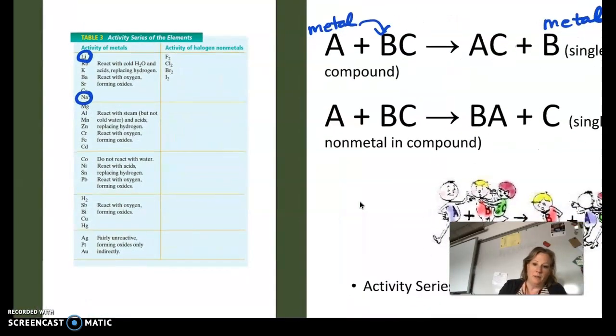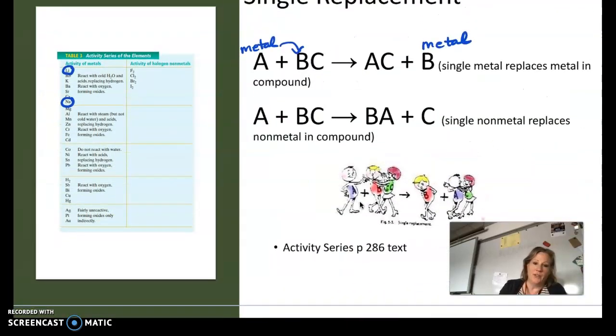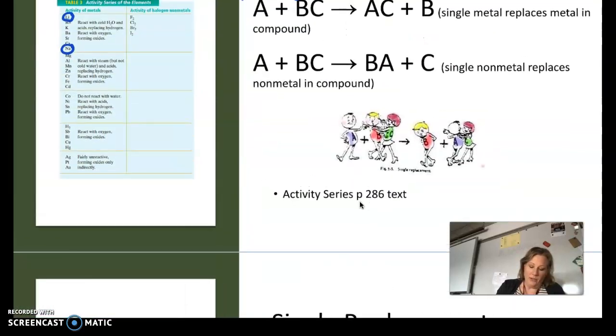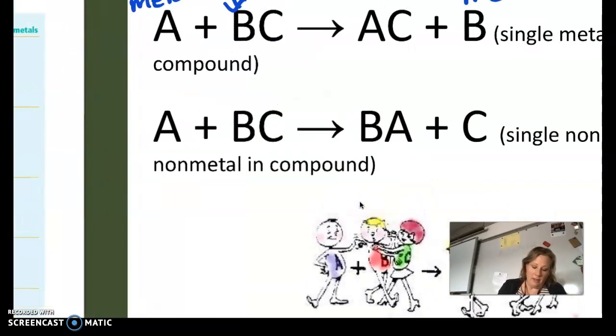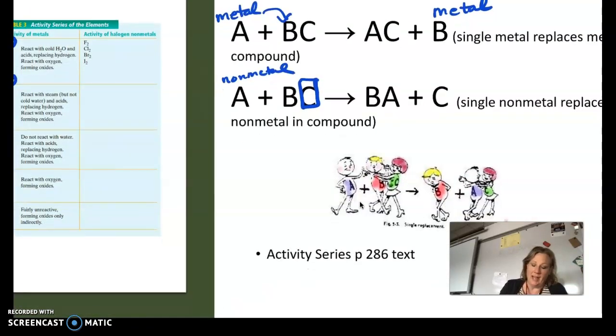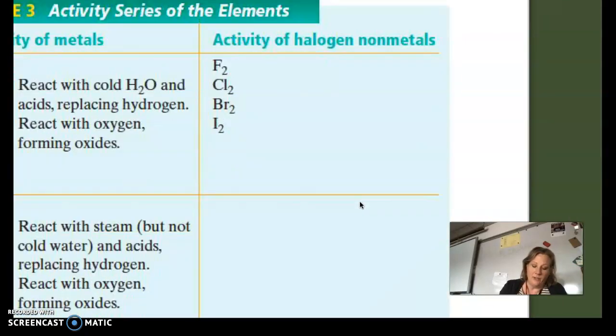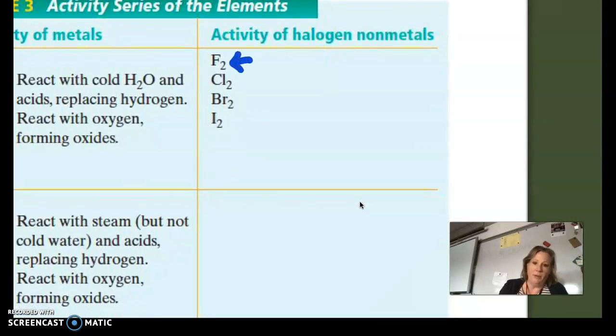So when I do a problem, which we'll do in the future slides, I can figure out whether it's going to happen, and then I can predict the products. So it's also possible for a nonmetal. If this is a nonmetal, it's going to replace the nonmetal, which is this part of the compound. In this, we're going to focus on just the halogens, group 17. And again, this activity series tells you that fluorine can replace chlorine, bromine, or iodine.